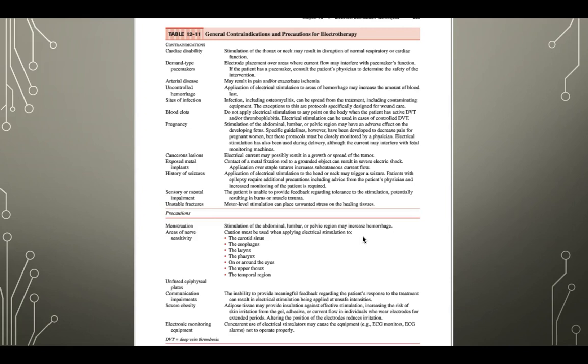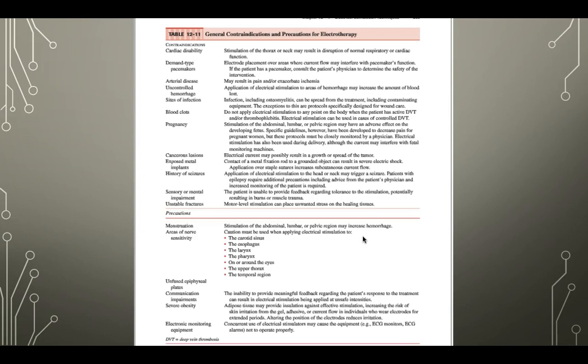Any sensory or mental impairments. Basically, if the patient can't tell you what they're feeling as you're turning up the intensity of the instrument, or if they can't tell you if something feels wrong, we don't want to be doing treatment over those areas. So whether it's a condition or whether maybe they've been anesthetized from surgery, we would not want to do stim over those areas because they can't give us feedback. And then any unstable fractures. Motor level stimulation would stress those tissues, especially if we do muscle contraction, and we want those to heal.